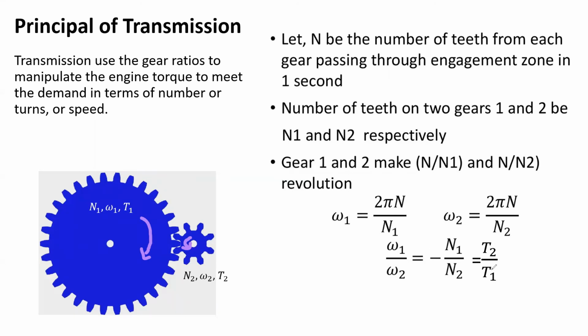And I forgot to put what T1 and T2 are. T1 and T2 are the torque values. So this N1 over N2 is equal to T2 over T1. That means if we have lower torque in this larger wheel, we have a higher torque in the smaller wheel, right? So that's what it actually means.